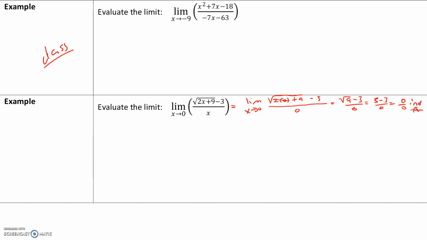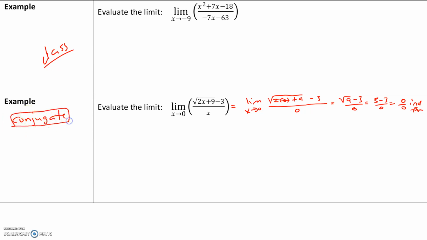When we have the indeterminate form, we need to simplify this expression algebraically somehow. But this can't be factored like the other ones could. So when it can't be factored, there's one other trick you can use, especially when you have something involving a square root. We can use something called a conjugate.